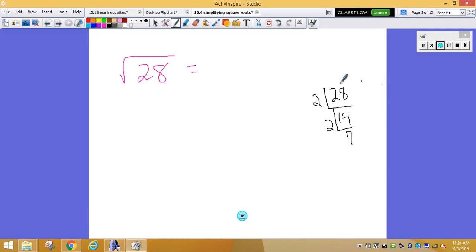So here's my simplification. And here's your rule. If it appears twice, you can put it on the outside. Okay, so see there's 2 2's. So if there's 2 2's, I'm going to put 1 on the outside. And if there's only one of something, like that 7, it goes on the inside. So the square root of 28 will reduce to 2 square root 7. Now you're probably super confused.